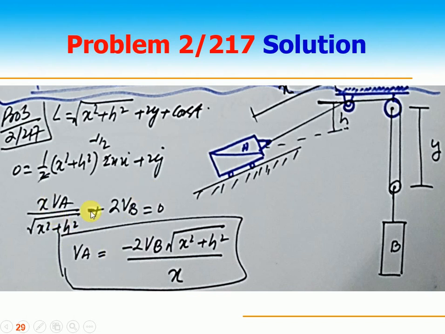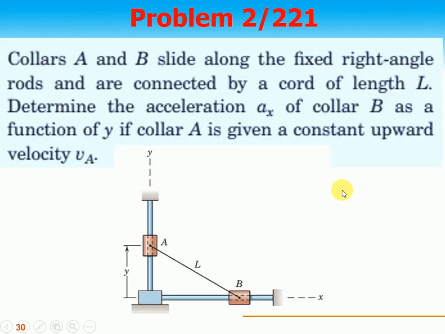So I can simply simplify it. x VA over the square root of x square plus h square, plus 2 VB is equal to 0. VA is equal to minus 2 VB times the square root of x square plus h square, over x. If I know the value of x, h and VB, I can find VA. And if I know the value of x, h and VA, I can find the value of VB.